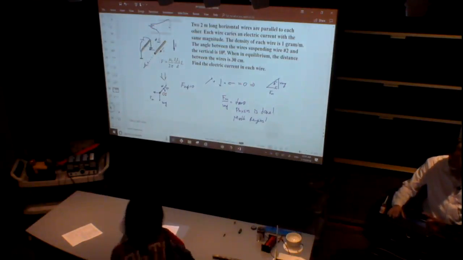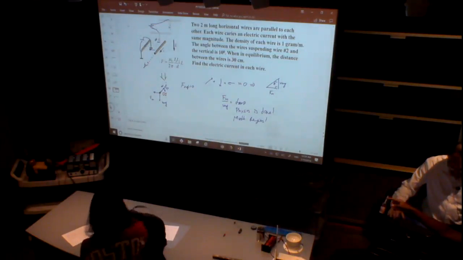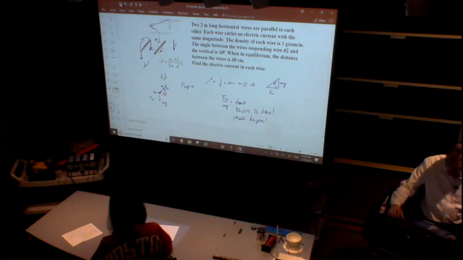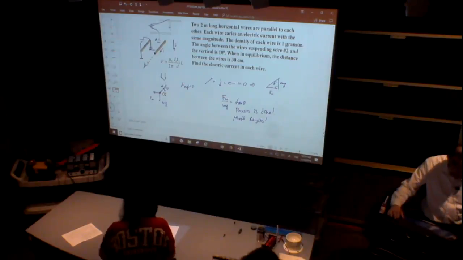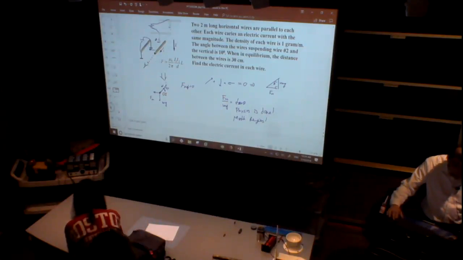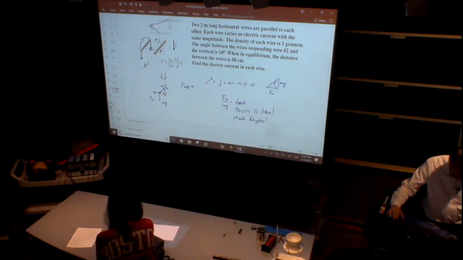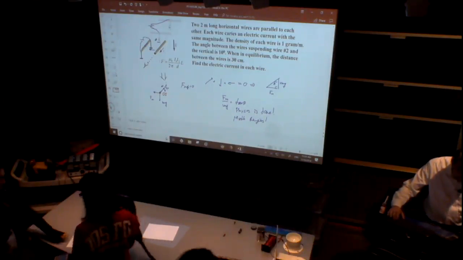For that equation, is the L referred to the length of the first wire or the second wire? Where is it? Here.